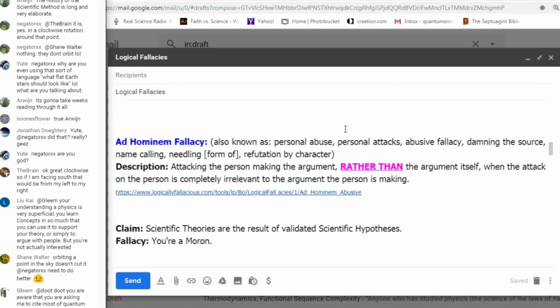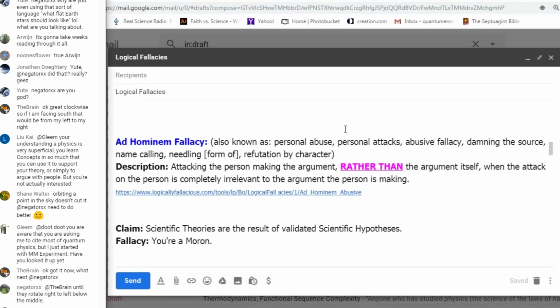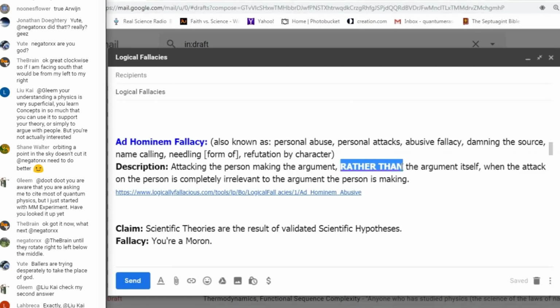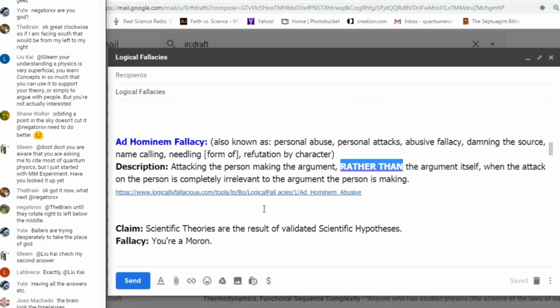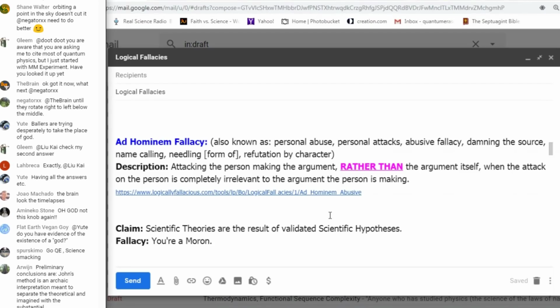Okay, now listen to this, folks. This is the punchline. Pay careful attention. Description: attacking the person making the argument rather than, are you paying attention? Rather than the argument itself. When the attack on the person is completely irrelevant to the argument the person is making. You see this part right here? This is a key part of this definition. So, claim: scientific theories are the result of validated scientific hypotheses. Fallacy: you're a moron.